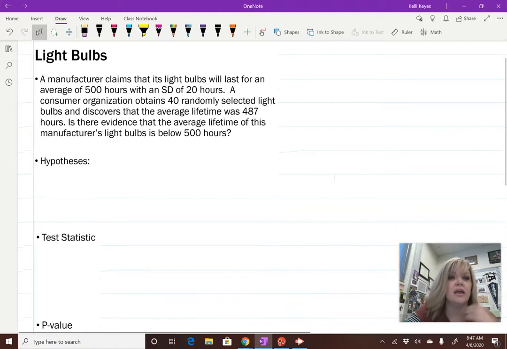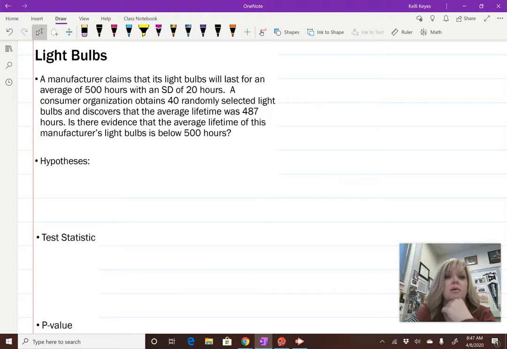So we have a manufacturer of light bulbs, and they claim that their bulb lasts an average of 500 hours, give or take 20 hours. A consumer organization wants to test this claim. So they obtain 40 randomly selected light bulbs and find out that the average lifetime was 487 hours. So is there evidence that the average lifetime is below 500?